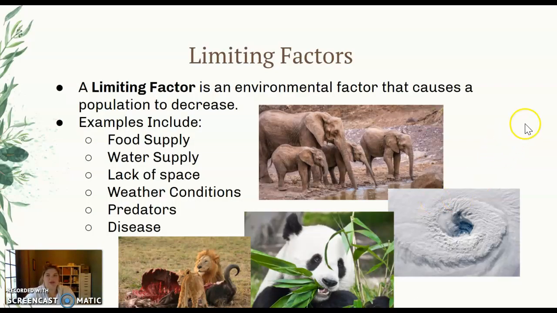So a limiting factor is an environmental factor that causes a population to decrease in size. Some examples of limiting factors could be the food supply, the water supply, lack of space, weather conditions, predators, and disease. These are all things that will control how high a population can get.